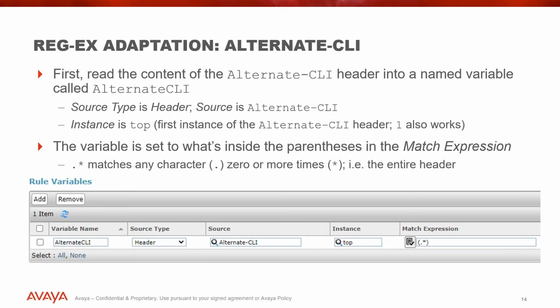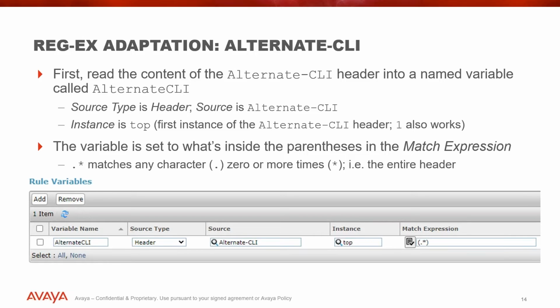In those cases, you need to specify which instance you want to operate on, whether it's the first, the second, the third, or whatever. Alternate-CLI, you're only going to have one, but you still need to specify the instance. You can specify the instance as an integer, so 1, 2, 3, and so on. You can use negative integers to count from the bottom, so -1 would be the last header of that type.